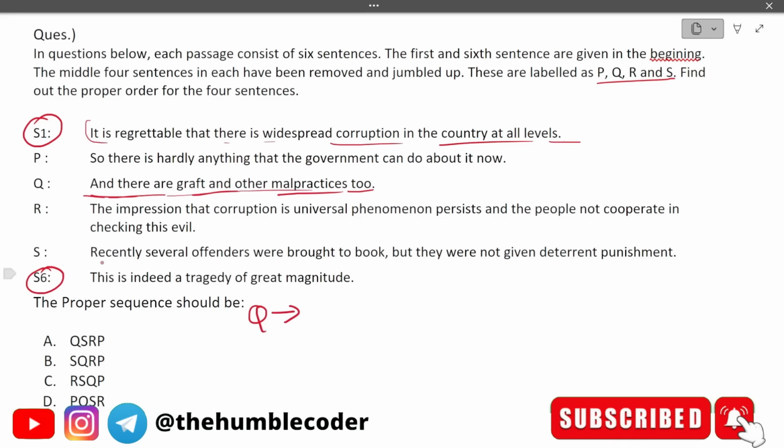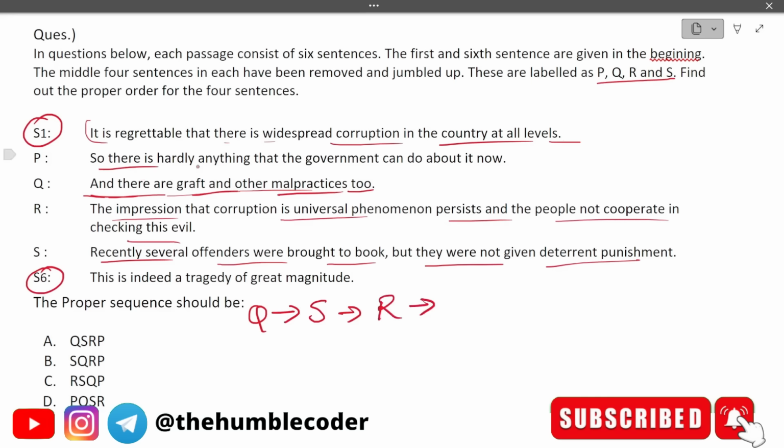The next one will be, recently several offenders were brought to book, but they were not given deterrent punishments. Then we have started talking about another topic, like recently something has happened, okay, but the culprits were not given deterrent punishment. Okay, next sentence which will come is R. Okay, which is, the impression that corruption is universal phenomenon persists, and people do not cooperate checking this evil. Okay, so that is why the correct next one will be R.